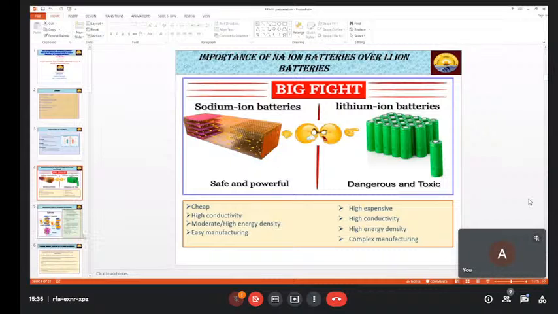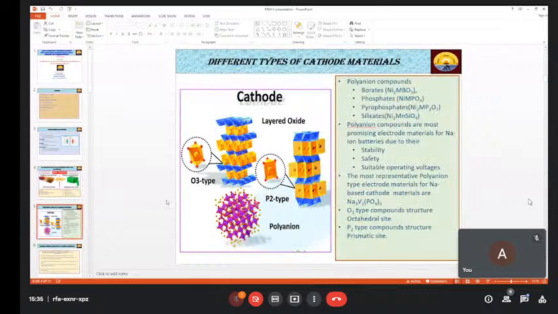Okay. Here, this is a graph taken from the literature survey. What are the different types of cathode materials? The different types of cathode materials are layered oxide materials and polyanion materials. My work is on polyanion materials. In layered oxide materials, there are O3 type and P2 type. O3 type has an octahedral structure, and P2 type compounds have a prismatic structure.